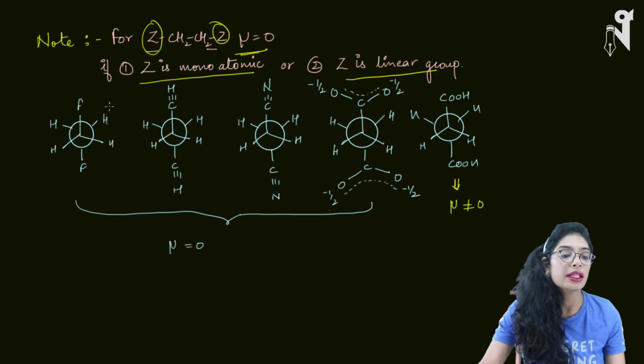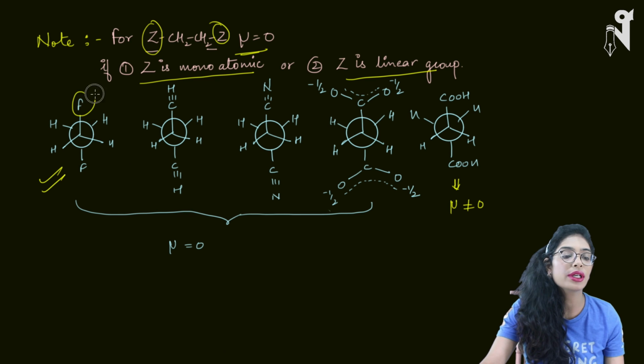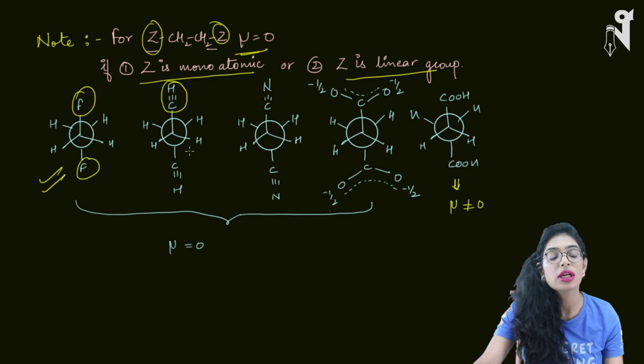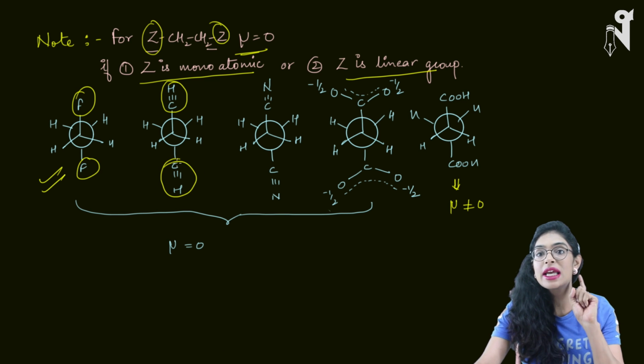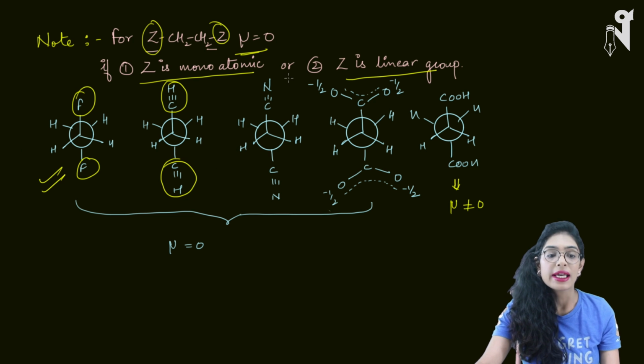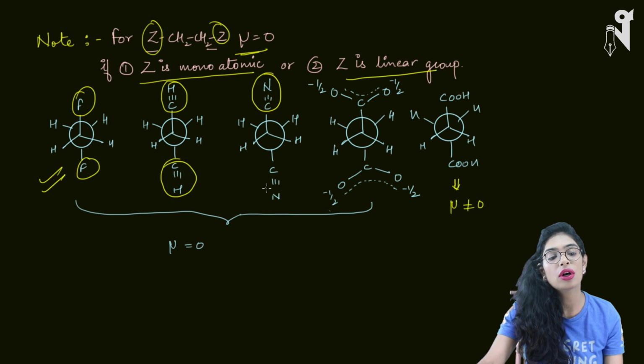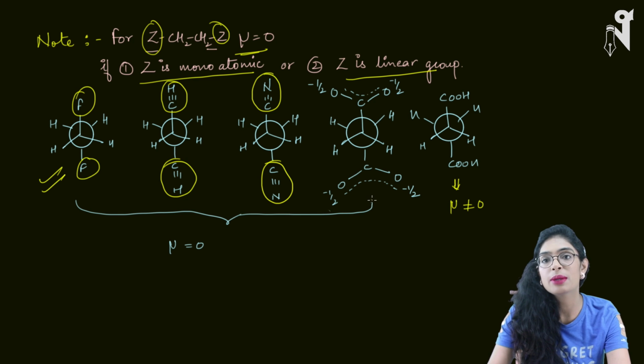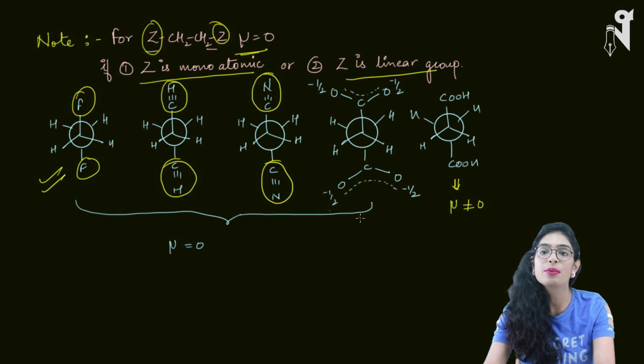So let's see, this is the example I have given where two fluorines are there, which are monoatomic. Then I have given you an example of C triple bond H and C triple bond H. This is a linear group, and that is the reason why mu is 0 over here. Exactly the same way, the cyanide group is a linear group, and that gives a 0 dipole moment when they are positioned at the anti positions.